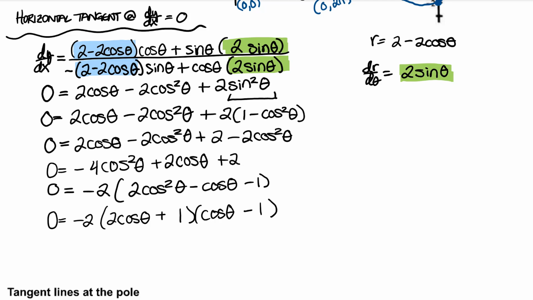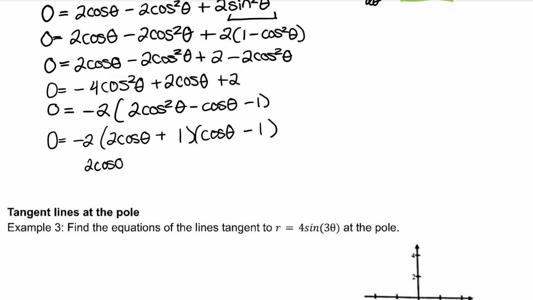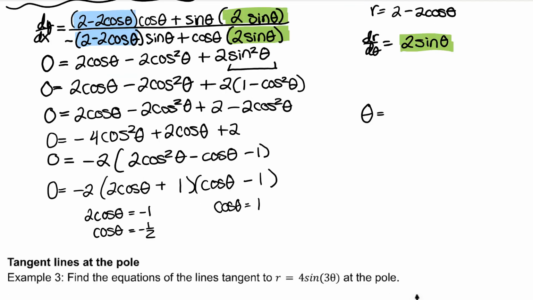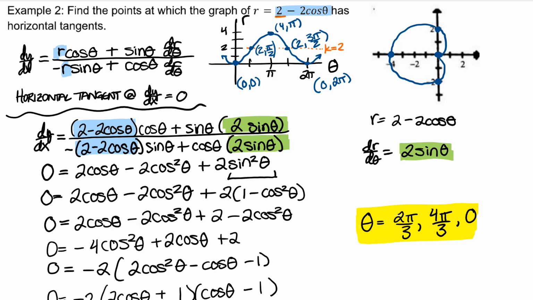Use the zero product property to solve each of these for theta. The theta that satisfies cosine theta equals negative 1/2: cosine is negative in quadrants 2 and 3, so that would be 2 pi thirds and 4 pi thirds. Cosine of theta is 1 when theta is 0. And visually, we can see that that does make sense. The 2 pi thirds angle is about here, 4 pi thirds is about here, and 0 is about here, all where we have horizontal tangents.